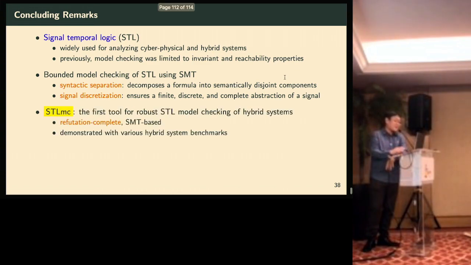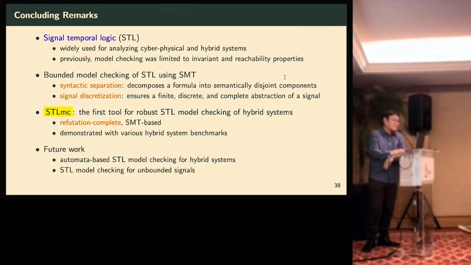And then using that, we have developed a tool for robust STL model checking. As far as I understand, it is the first such tool, because not many people have worked on that. It is refutation complete, and able to verify many existing hybrid system benchmarks. And then for future work, we are now working on how to do this without SMT. It's basically automata-based STL model checking.